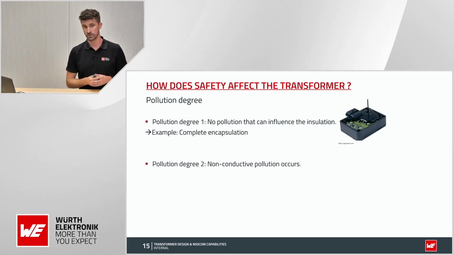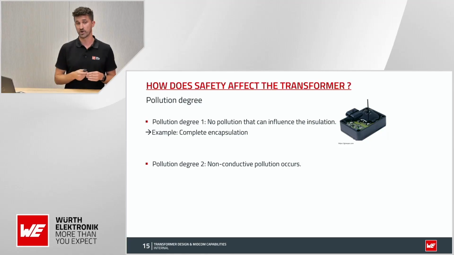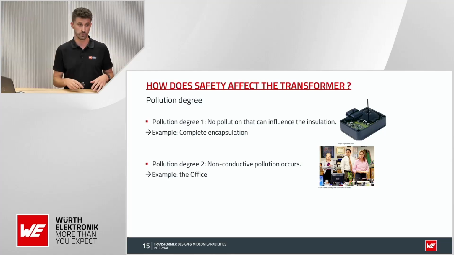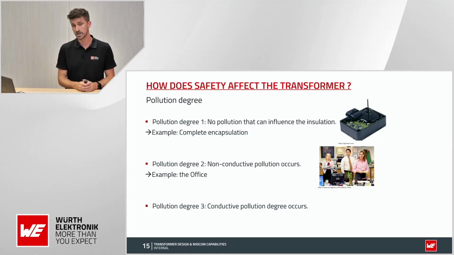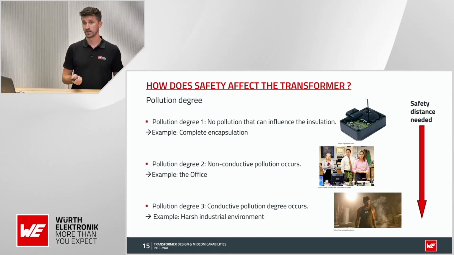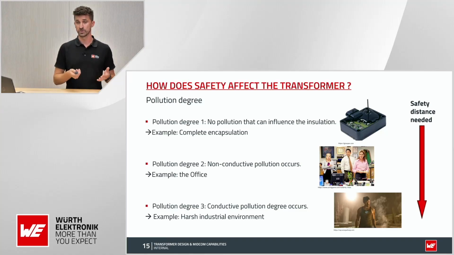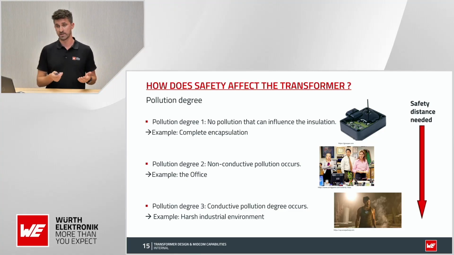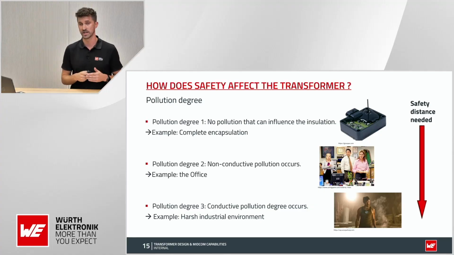Then in pollution degree 2, the transformer is in an environment where there is pollution but it is not conductive. For example, a typical office where there is some dust, there is some air, but nothing extreme. And then in pollution degree 3, we are talking about an environment where there is conductive pollution that can influence the insulation. For example, a harsh industrial environment. And increasing the pollution degree also means that the safety distance needs to be increased, because these contaminants can create some conductive path, and there is a higher risk of arcing and then dielectric discharges.